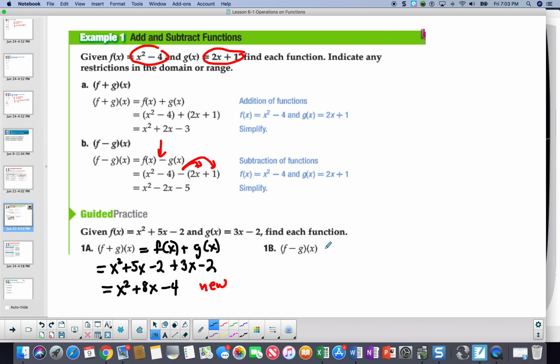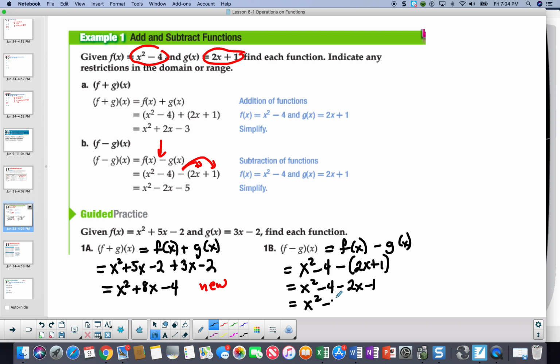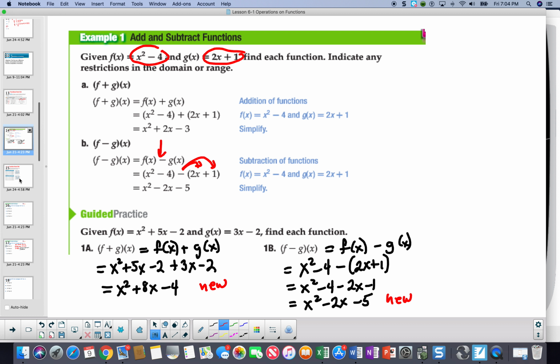Over here, this means f of x minus g of x. And f of x is x squared minus 4. Now we're going to subtract. Don't forget to put a parenthesis so you can remember to distribute. And then this will be x squared minus 4 minus 2x minus 1. And that simplifies to x squared minus 2x minus 5. And again, this is our new function made by subtracting two old functions.